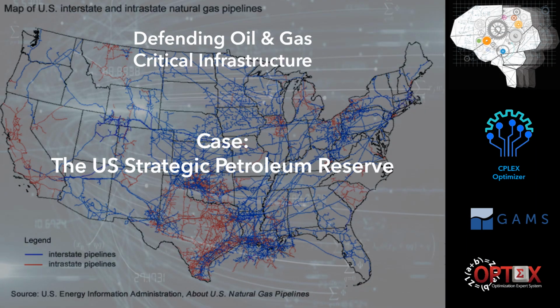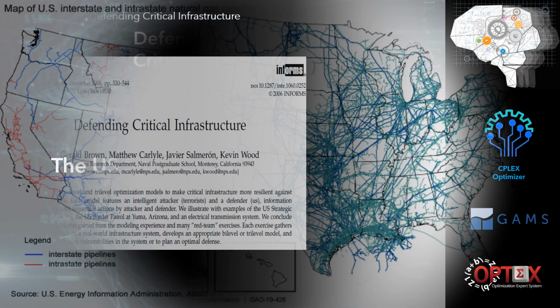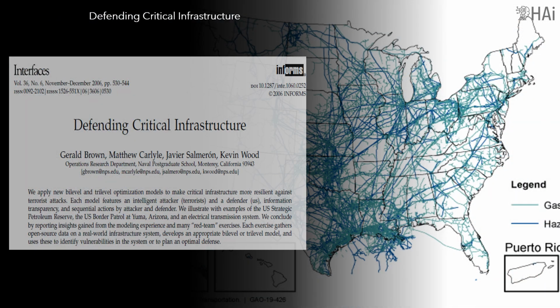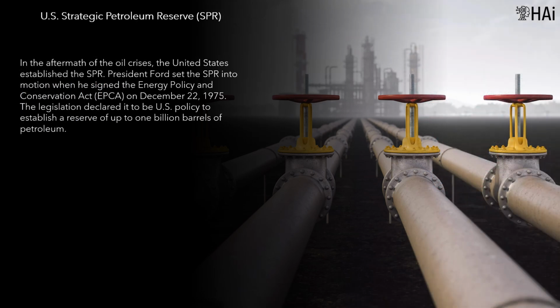Case: the U.S. Strategic Petroleum Reserve. This section is based on the paper Defending Critical Infrastructure. In the aftermath of the oil crises, the United States established the SPR. President Ford set the U.S. Strategic Petroleum Reserve, SPR, into motion when he signed the Energy Policy and Conservation Act, EPCA, on December 22, 1975. The legislation declared it to be U.S. policy to establish a reserve of up to 1 billion barrels of petroleum.